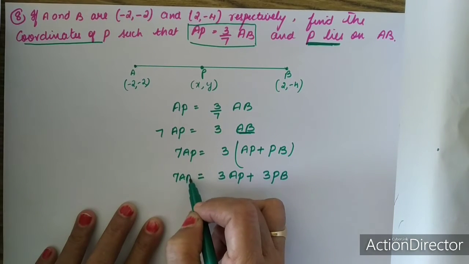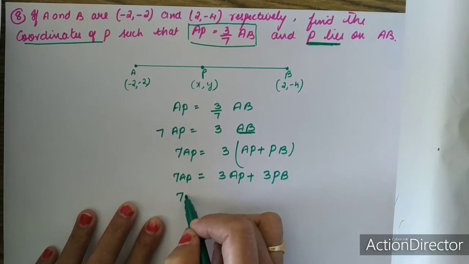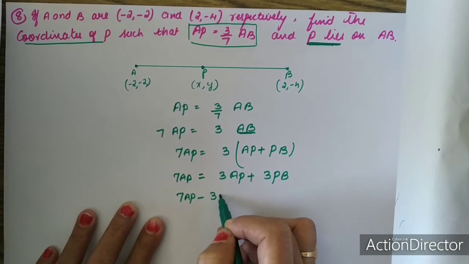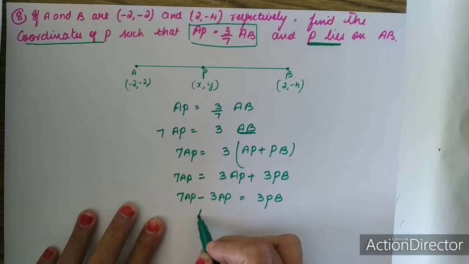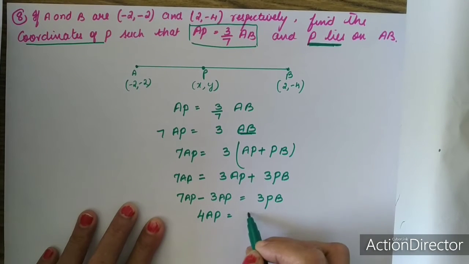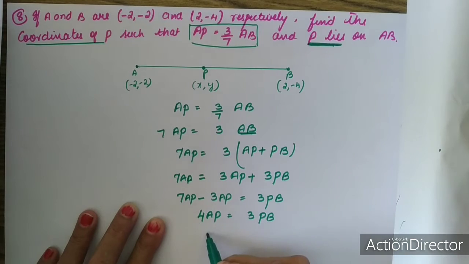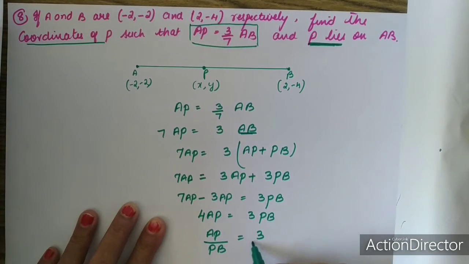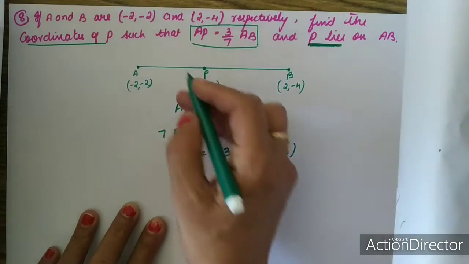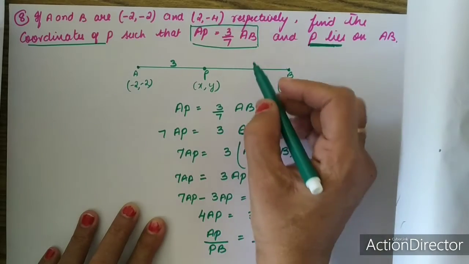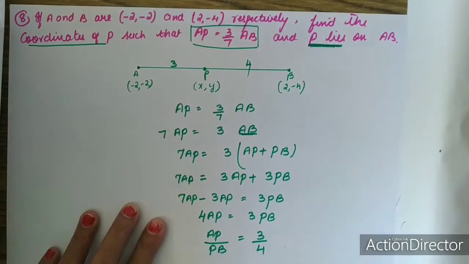Now I am going to shift AP to the other side. So 7 AP minus 3 AP is equal to 3 PB. 4 AP is equal to 3 PB. So now I will write AP upon PB will be equal to 3 upon 4. So AP upon PB is equal to 3 upon 4. So this ratio AP is 3. That means PB is equal to 4.